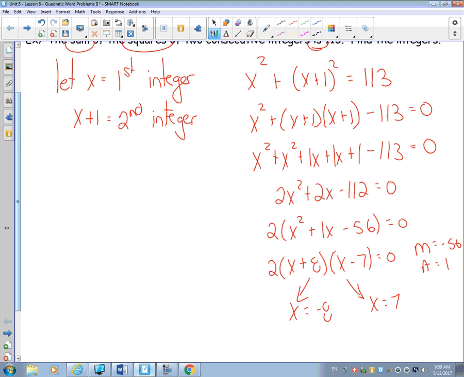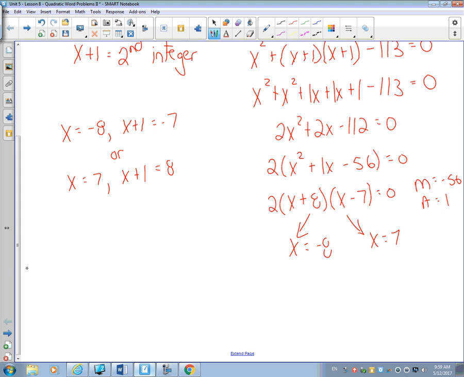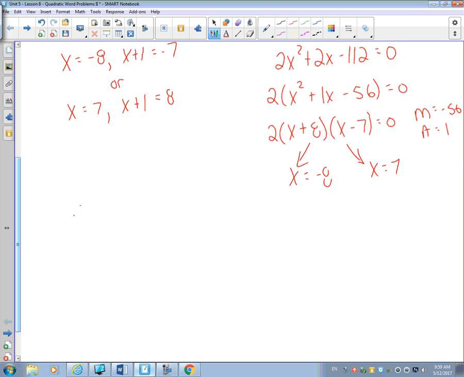And both of these answers are admissible. If x is negative 8, and I go back to my let statements, then x plus 1 is negative 7. Or if x is 7, then x plus 1 is 8. So when I do my therefore, I have to make both lists, or write down both sets. So the integers are choice number 1, negative 8 and negative 7, or choice number 2, 7 and 8. Those are both consecutive. Then when I square them and add them, I get 113. All right, there's the first one.